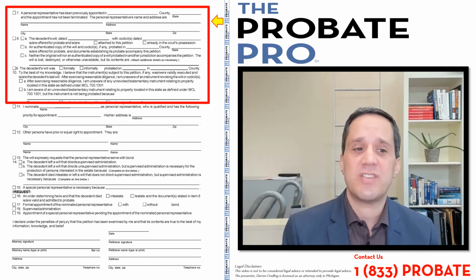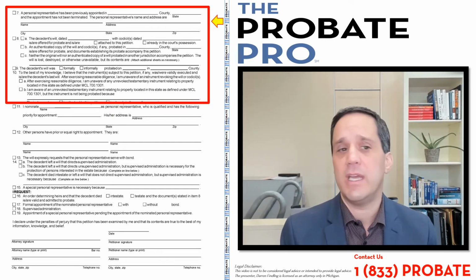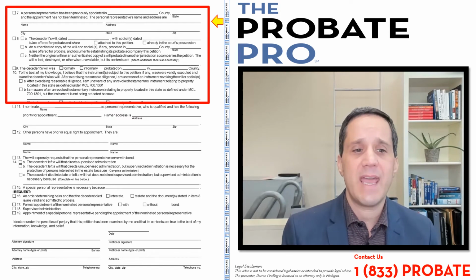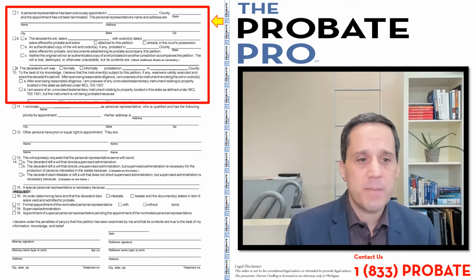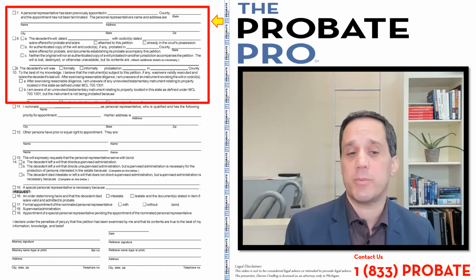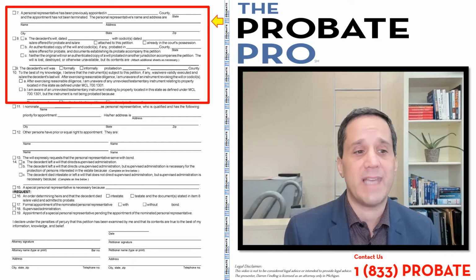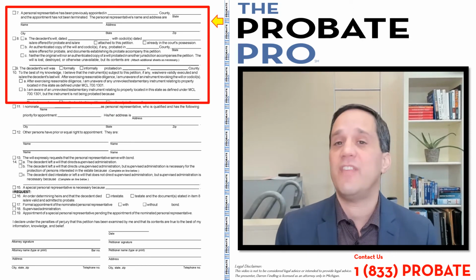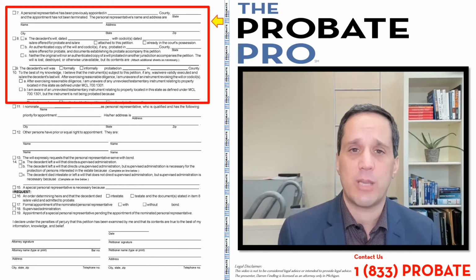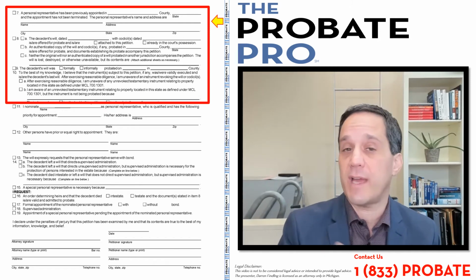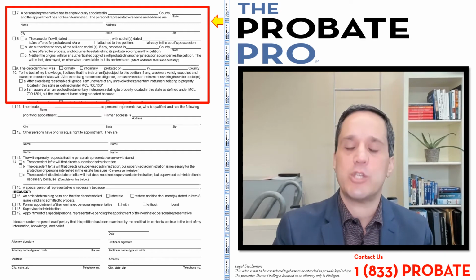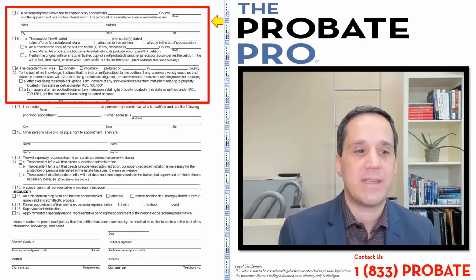Number 9 says if the will had already been formally or informally probated. And then 10 says that, to the best of my knowledge, I believe that the instruments subject to the petition, if any, were validly executed and is or are the last will. And after exercising reasonable diligence, I am unaware of anything revoking that testamentary document. So again, when you advance a will, you have to identify whether there's been any revocation, cancellation of that testamentary document. Section 10A and 10B are pretty self-explanatory.